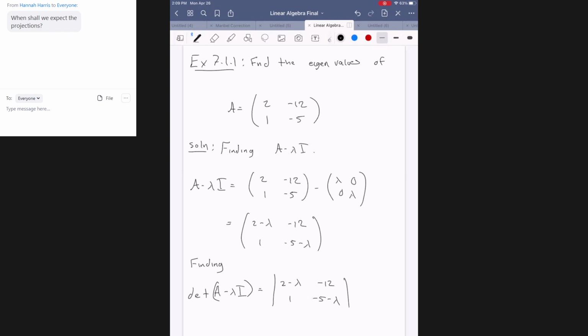And since you guys for sure already know how to find determinants, for this one, I mean, this is a 2 by 2, so it's just going to be the product of the first diagonal minus the product of the second diagonal, right? So let me take this over here. All right, so let's see.